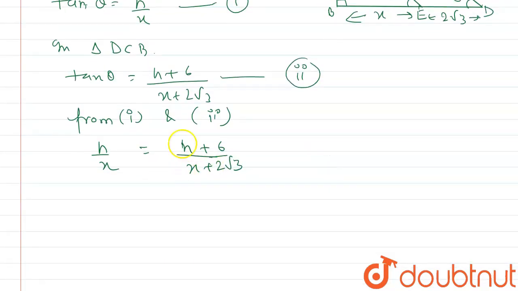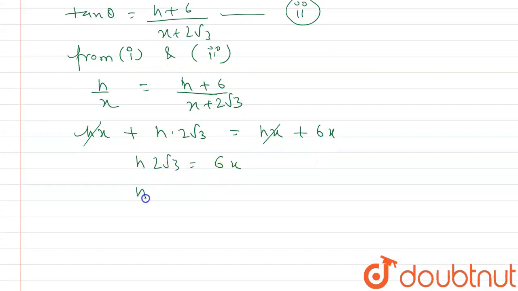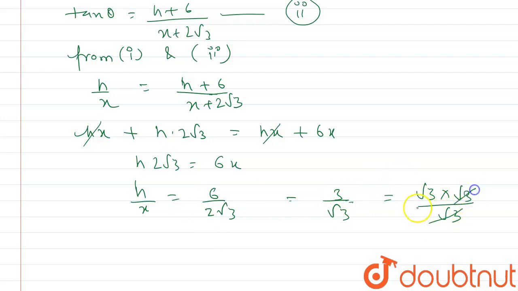So now from this we get hx plus h 2√3 is equal to hx plus 6x. Now hx will cancel out, and we get h 2√3 is equal to 6x. Now we get h by x is equal to 6 by 2√3, so we get 3 by √3. Now we may write it like this, 3 by √3 into √3 by √3. So this √3 will cancel out, and we get h by x is equal to √3.